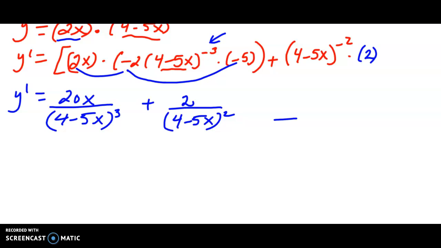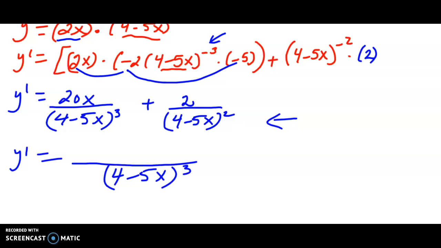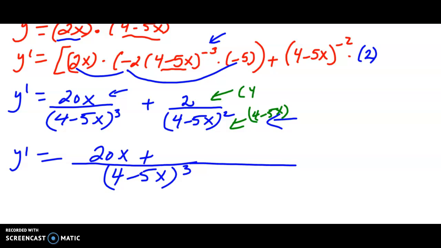Now I do have similar denominators, so I'm going to get a common denominator. My common denominator is going to be the highest exponent, which means I don't have to do anything to this term, but I do have to multiply this term by another 4 minus 5x so that I can get that cubed.